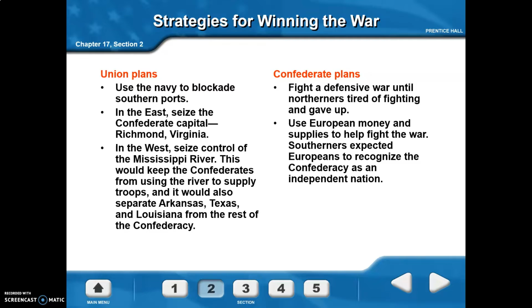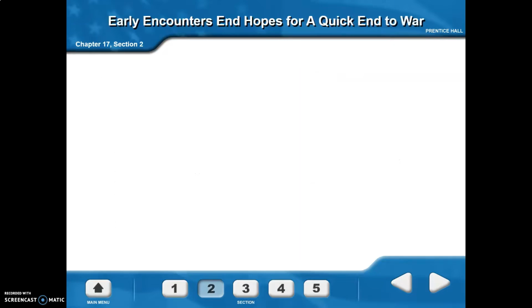And they wanted European support. They were trying to get different countries in Europe to support them, and to use European money and supplies to help fight this war. The Southerners expected Europeans to help them and to recognize the Confederacy as an independent country. So those were the two plans for both sides to win the war.